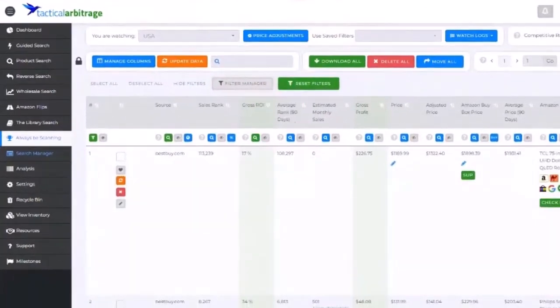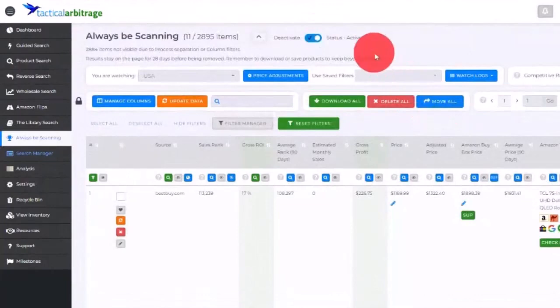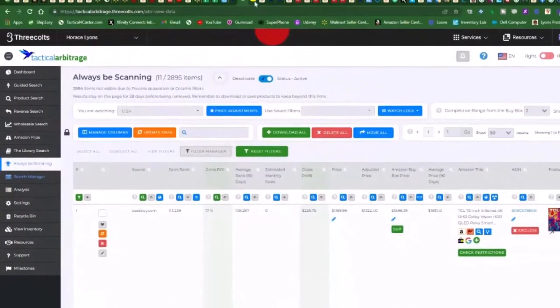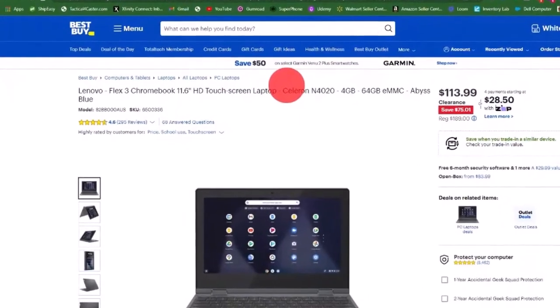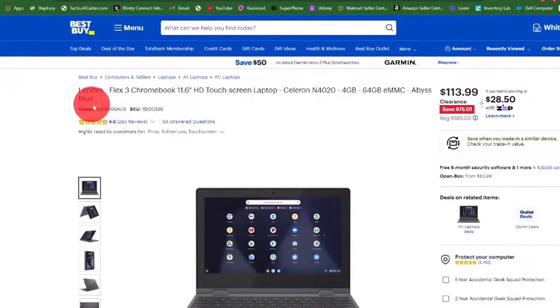And then it'll already have things out there for you. Now, the first item we're going to look at is an item that's on Best Buy. Now, don't freak out because it's a computer, okay? As you can see, it's a Lenovo Flex 3 Chromebook, 11.6 inch, high definition, touch screen, laptop, Celeron.